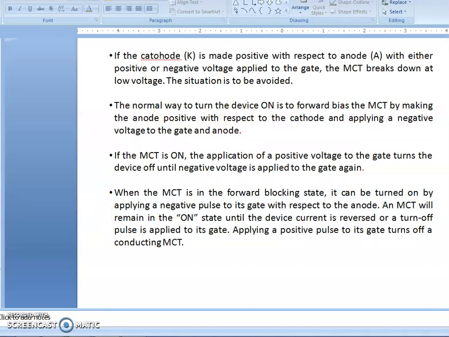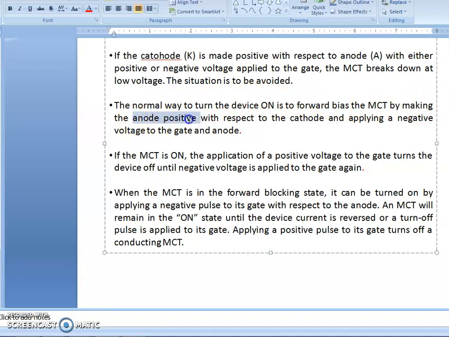If the cathode is made positive with respect to the anode, with either positive or negative voltage applied to the gate, the MCT breaks down at low voltage. This situation is to be avoided. The normal way to turn on the device is to forward bias the MCT by making the anode positive with respect to the cathode, not the cathode positive with respect to the anode, and applying a negative voltage to the gate.